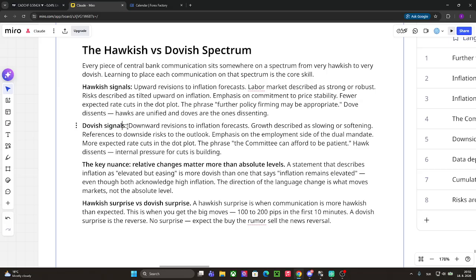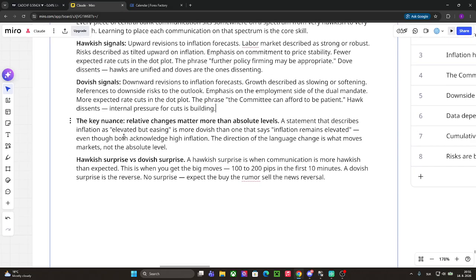Dovish signals: downward revisions to inflation forecasts, growth described as slowing or softening, references to downside risk to the outlook, emphasis on the employment side of the dual mandate, more expected rate cuts in the dot plot, and the phrase "the committee can afford to be patient." Hawk dissents mean internal pressure for cuts is building. The key note.